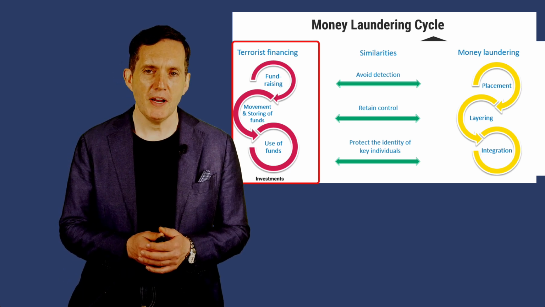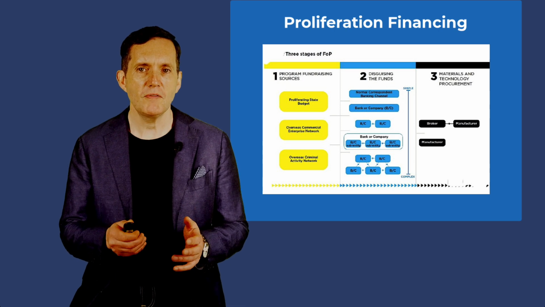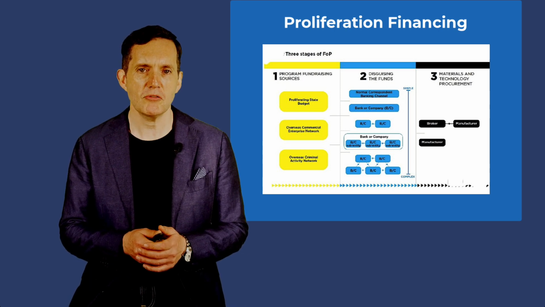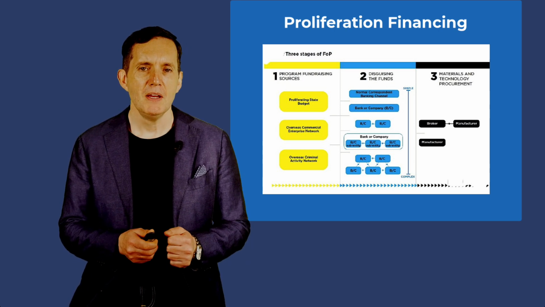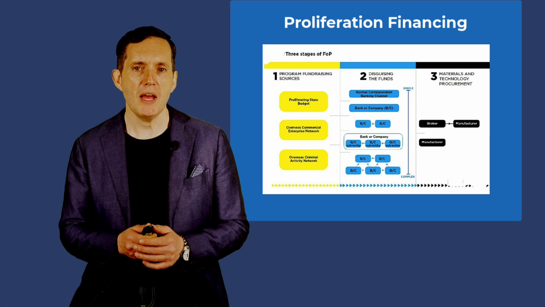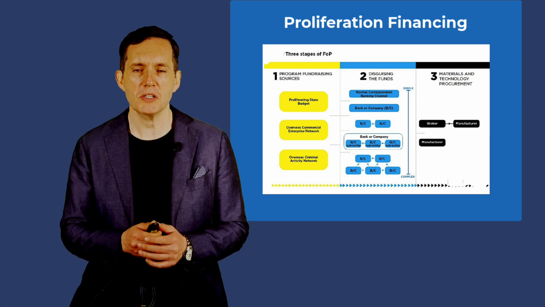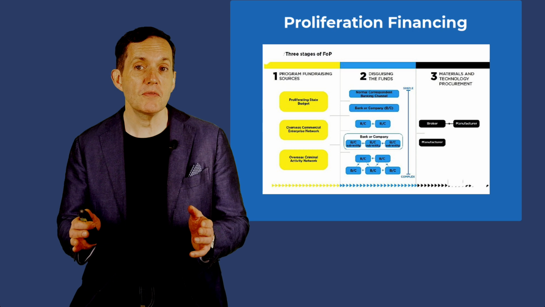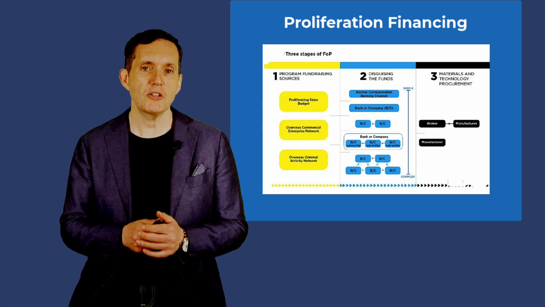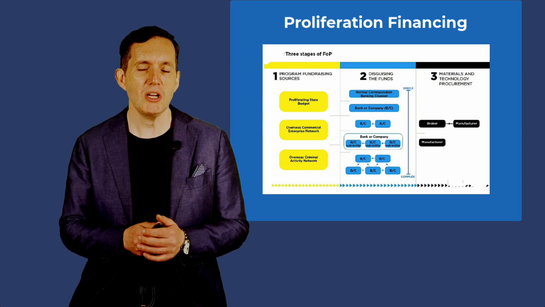There's proliferation financing, which is the provision of funds or financial services used for the development and spread of weapons of mass destruction, or WMDs. This often involves state actors and complex international networks. Funds can be transferred through legitimate businesses and financial institutions, making detection challenging.